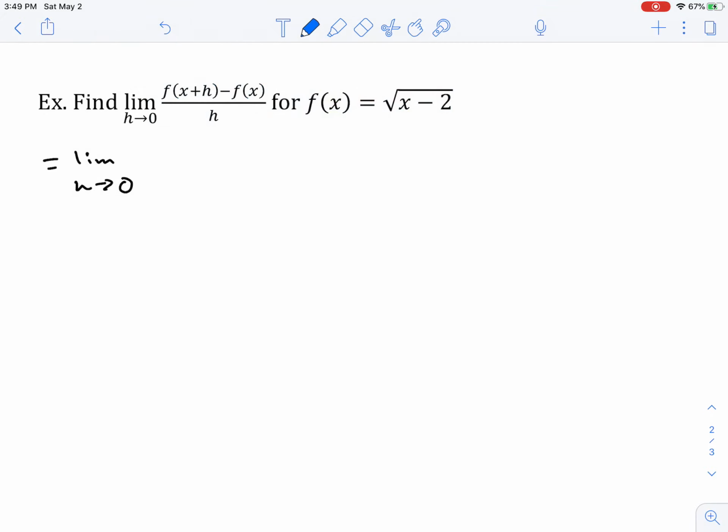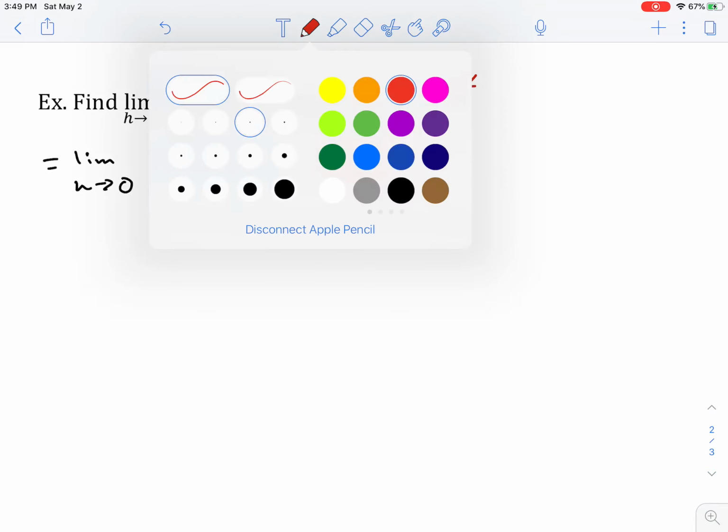So again, just to help out, I'm going to use some colors here. Let's find f of x plus h. So f of x plus h is just evaluating this function at x plus h. So we're going to replace all our x's with x plus h. So we've got the square root of x plus h minus 2. Minus, now whatever f of x is. We've got f of x, we're going to go minus the square root of x minus 2, because f of x is just equal to that.